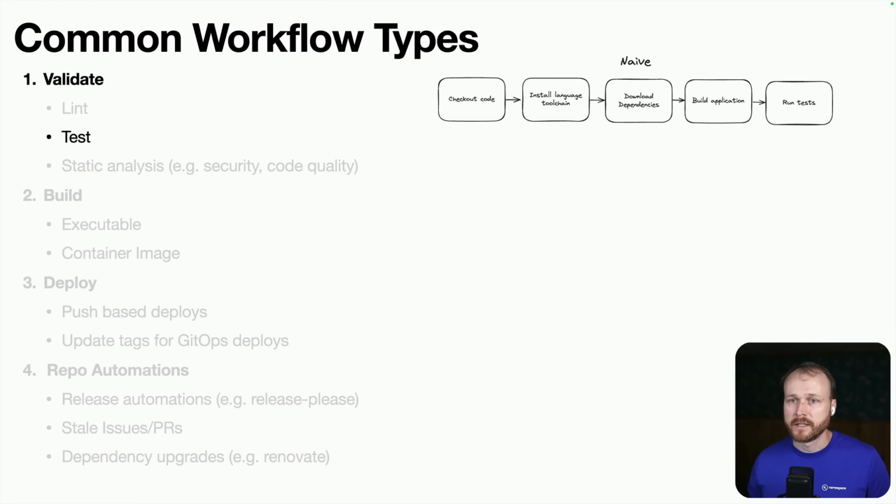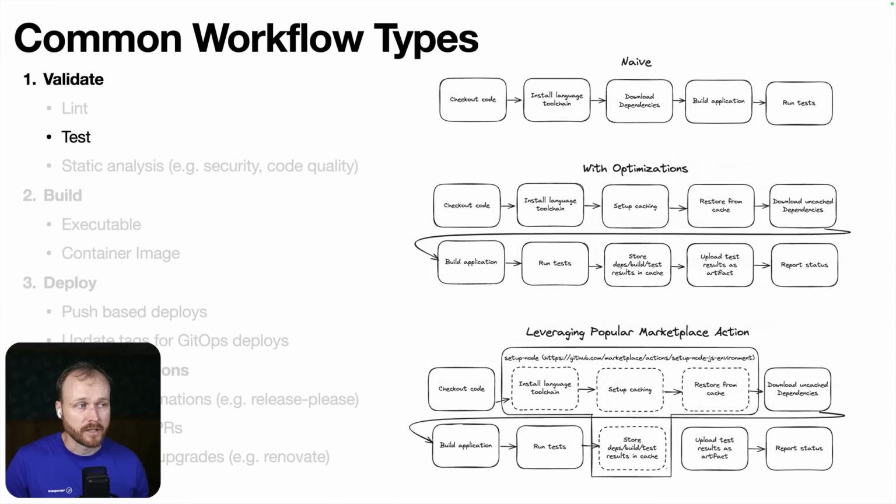Now, what about testing? A naive approach to this might be to check out the code, install whatever language toolchain we're using, download third-party dependencies for our application, build the application, and then run our tests. Seems pretty straightforward. However, we can optimize this quite a bit. We want to set up caching and restore from that cache if we have a hit. We may want to upload our test results as an artifact to refer back to in the future. And we'd like to report our status back associated with that workflow.